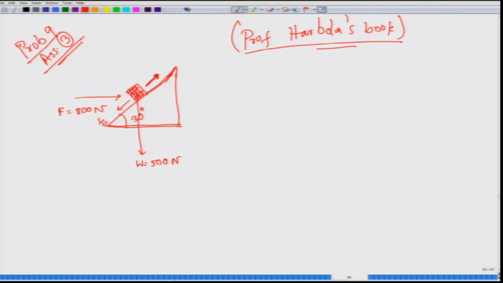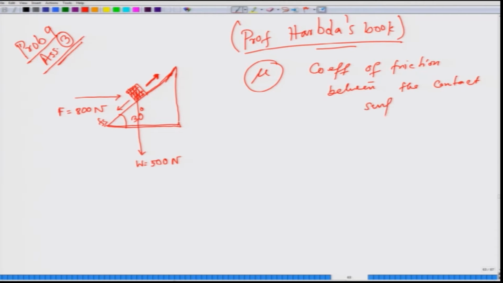Now, the question is, we need to find out mu, the coefficient of friction between the contact surfaces, that is, between this block of weight 500 Newton and this inclined plane. The inclined plane makes an angle of 30 degrees. Like before, we will resolve these forces along the x and y axes, and then we will apply summation of Fx equal to 0 and summation of Fy equal to 0 to find the correct expression for mu.